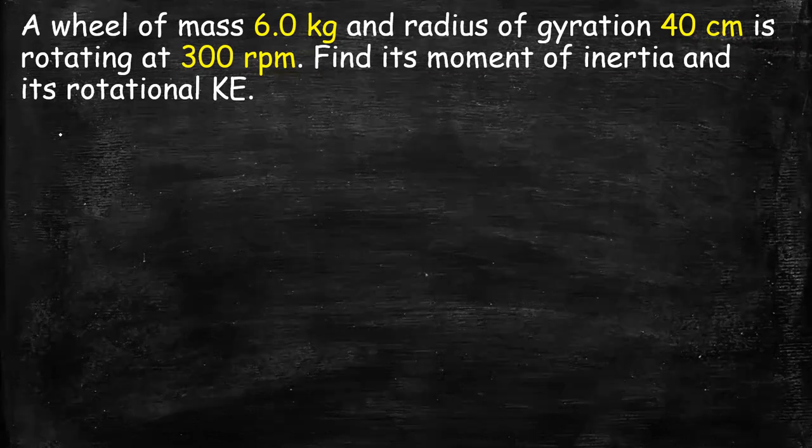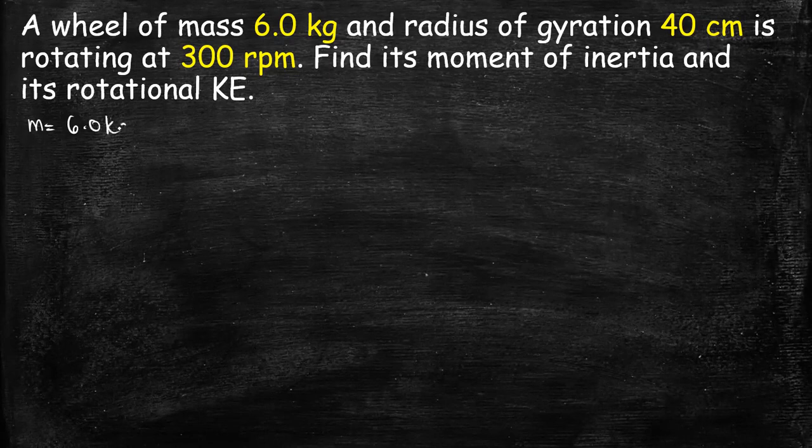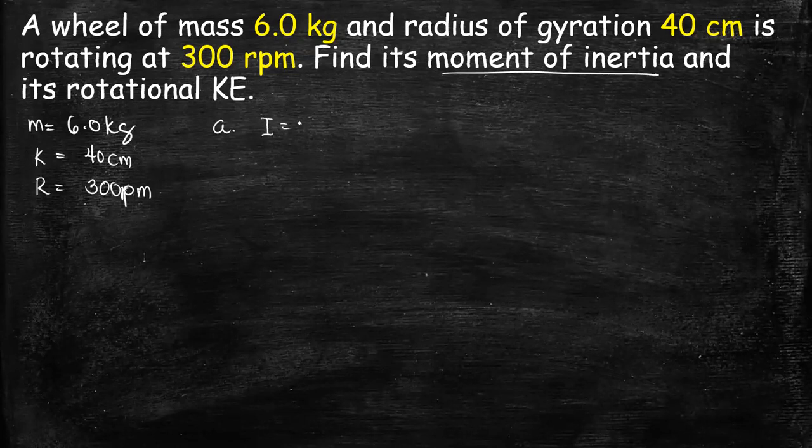But first, let us write all of our givens. Okay? Para hindi na natin siya hahanapin. So, 6 kilogram. Ang radius of gyration natin, K, is 40 centimeters. And it's rotating at, okay, R na lang, 300 RPM. Okay? So, unang unknown natin is the moment of inertia. So, paano natin makukuha using the equation I equals m k squared. Kasi ang given natin is the radius of gyration. Okay? So, ang mass ng object natin is 6. Okay? And the radius of gyration is 40 centimeters.